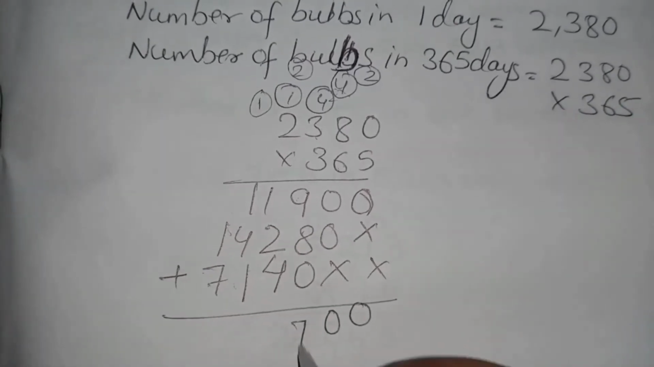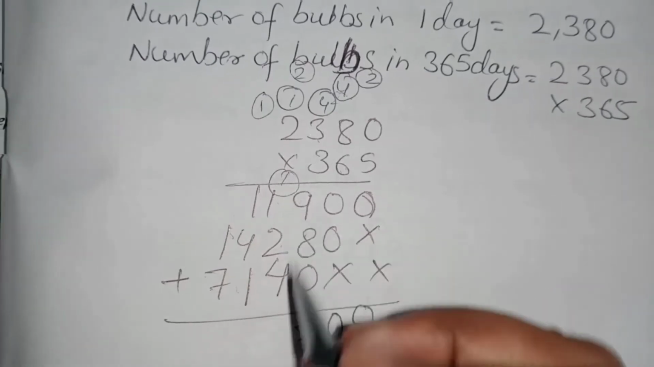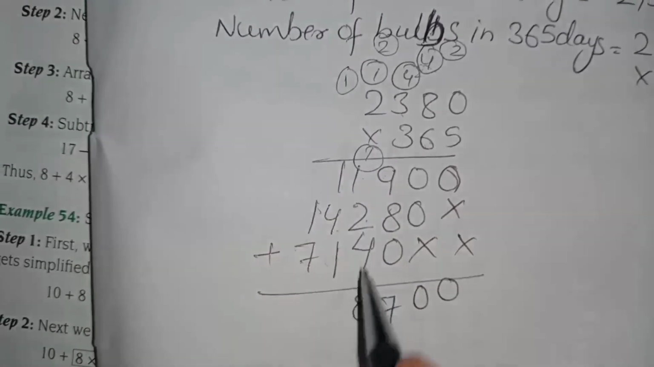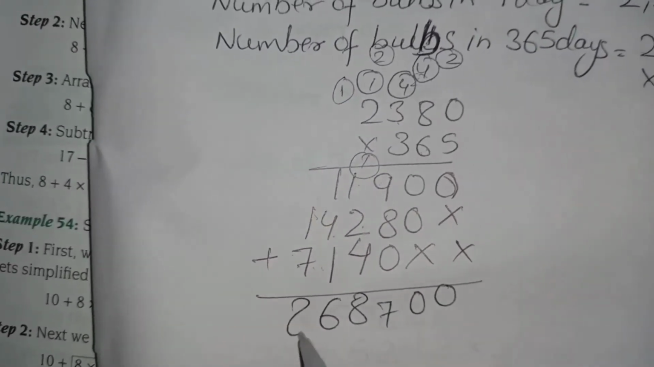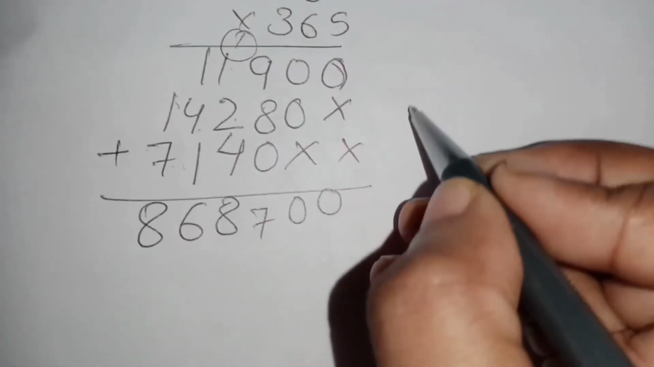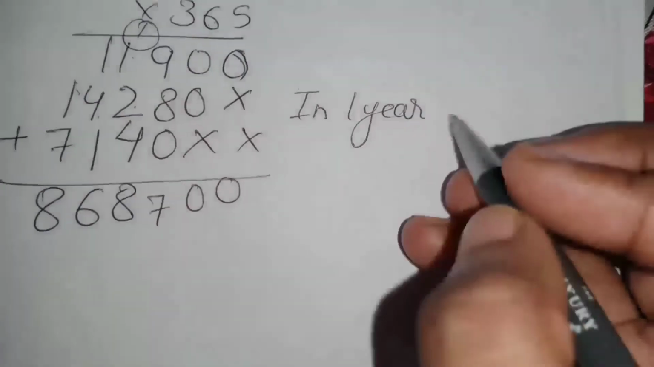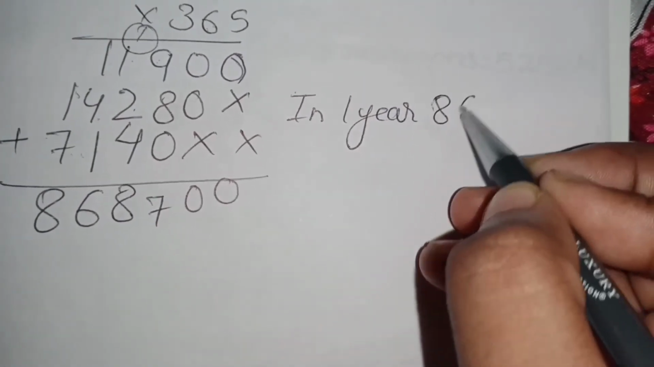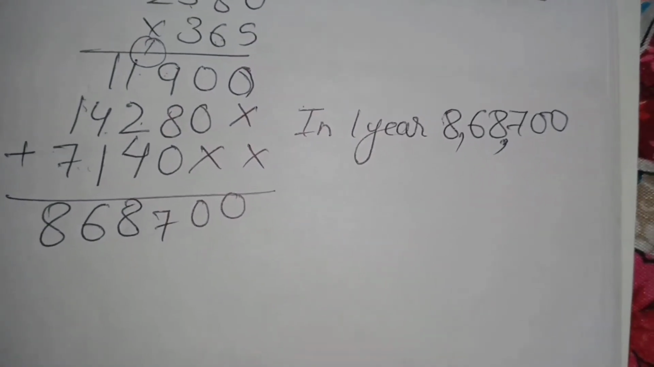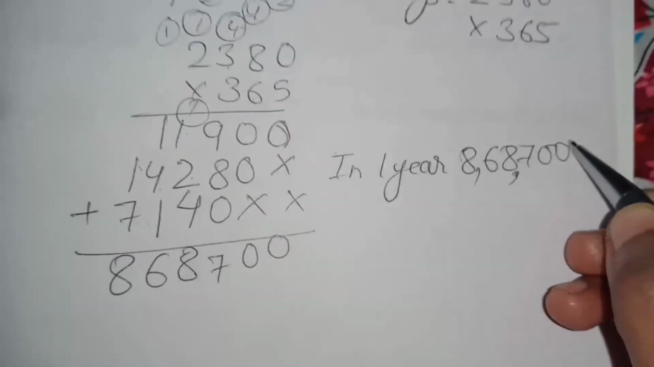0, 0, 9 plus 8 is 17, 1 carry. 4 plus 2 is 6, 6 plus 1 is 7, 7 plus 1 is 8. Then 1 plus 4 is 5, 5 plus 1 is 6, 7 plus 1 is 8. Okay, so how many bulbs are they producing in 1 year? Write the number and put the commas. So in 1 year, 8,68,700 bulbs.